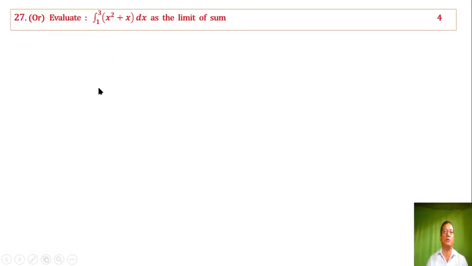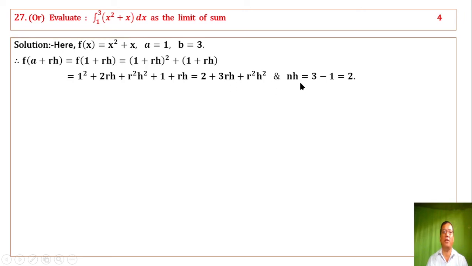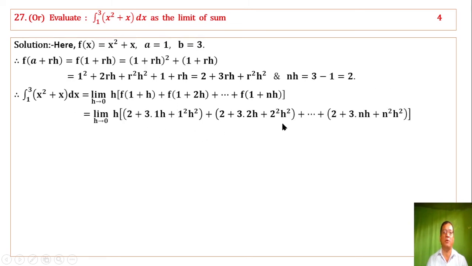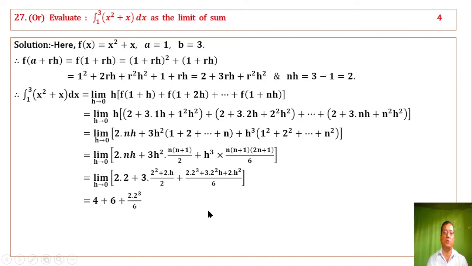Question 27 (or): evaluate this. Here f of a plus rh is used; expand and put in the simplest form, and n is b minus a, whose value is 3 minus 1, that gives 2. Use this formula, put in the respective values, and combine like terms. We have this. Use the sum of the first n natural numbers and the sum of the squares of the first n natural numbers. Put nh as 2 and take the limit, put h equal to 0, and we have this, which is the required value.